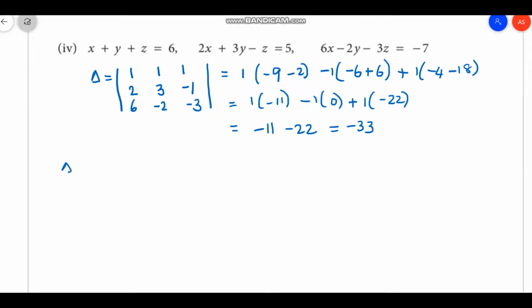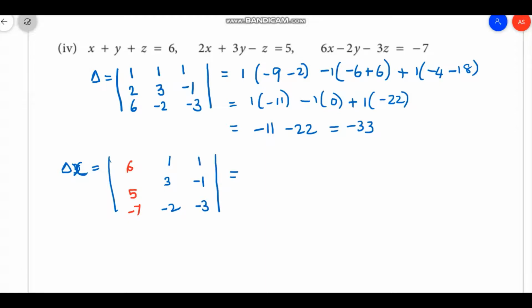Now let us form delta x. So what is delta x? Your delta x is a change of the values of the x coefficients. So what are the x coefficients changed to? Instead of 1, 2, 6, it will be 6, 5 and minus 7. So the remaining values remain the same. So what are the remaining values? 1, 3, minus 2 and 1, minus 1 and minus 3.